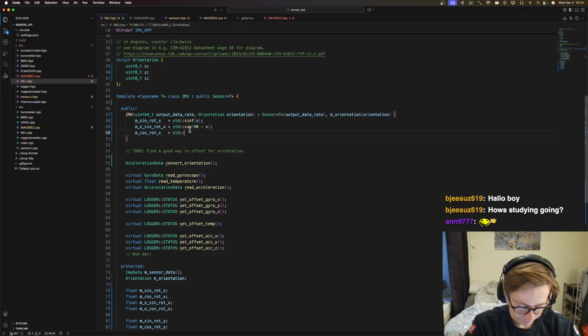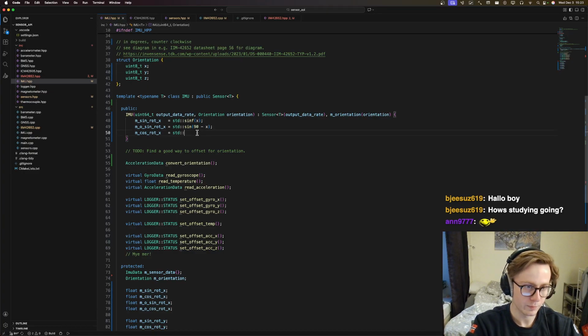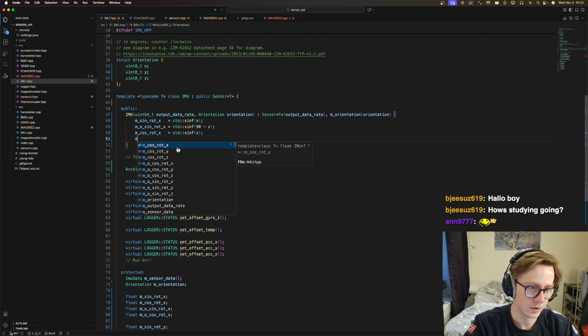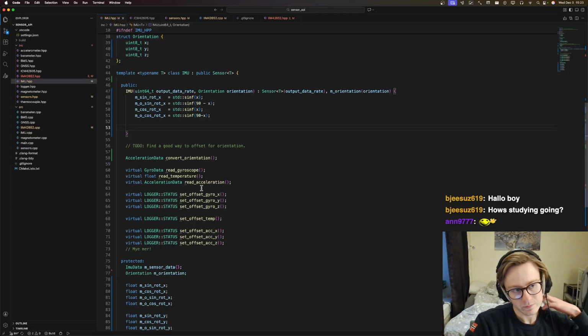But let's see. Cosinus will be sine f. Sorry. I'm looking at the formulas we made earlier. Rotation, and then O cosinus rot will be 90 minus x. Yeah.